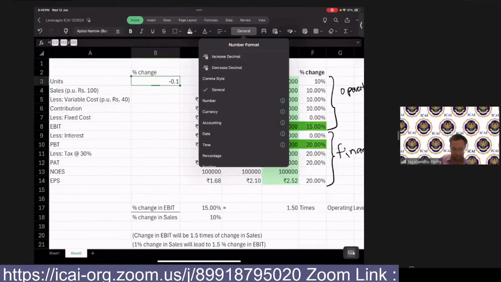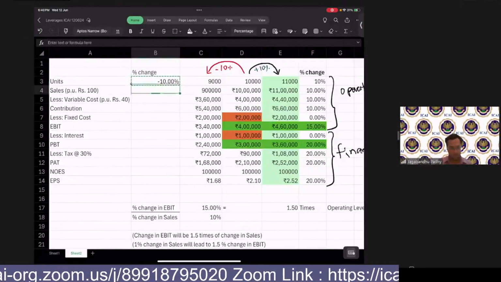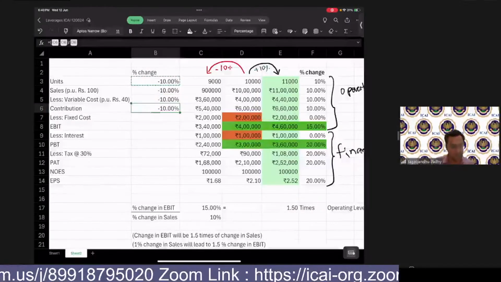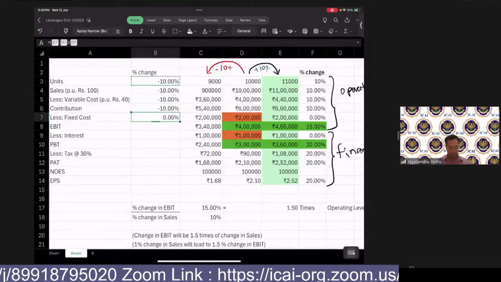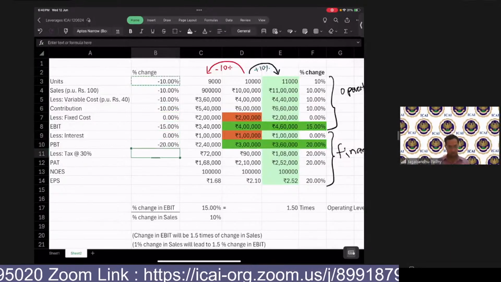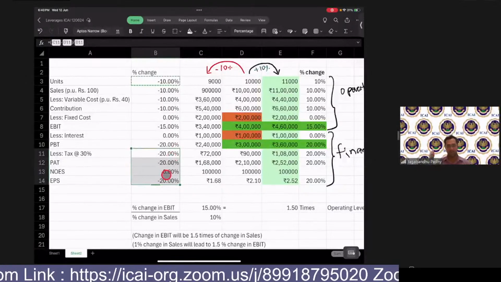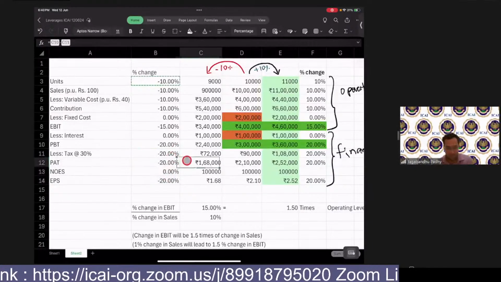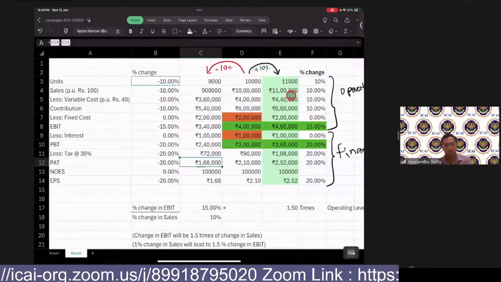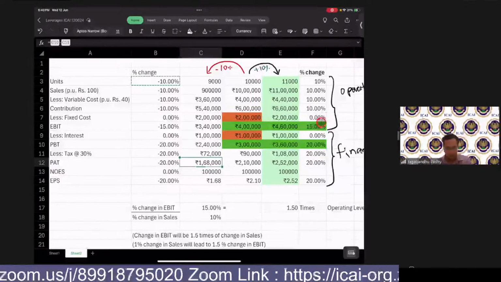Percentage wise, observe that there is a reduction in units by 10%. Sales are also reducing by 10%. Labor cost also reduces by 10%. Fixed cost reduces by 15%. And similar percentage changes even in the other aspects. But what's more important is, as we were observing, that a small increase in efforts is causing a substantial increase in the profits.